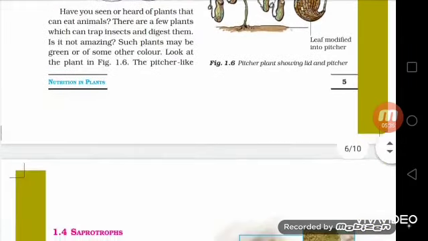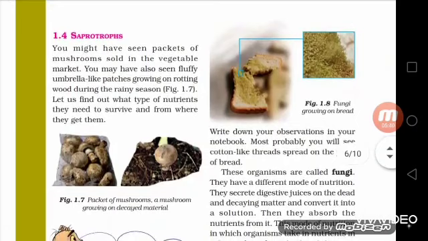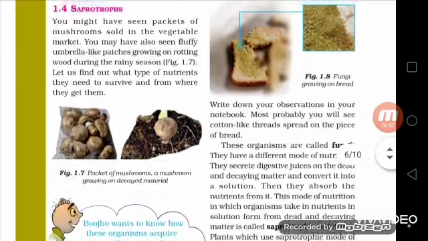Now we will switch to another mode of nutrition, that is saprotrophs. You might have seen packets of mushrooms sold in the vegetable markets. You may have also seen fluffy umbrella-like patches growing on rotting wood during the rainy season. Or many times you have seen a white or greenish structure on bread. So these things are called saprotrophs.